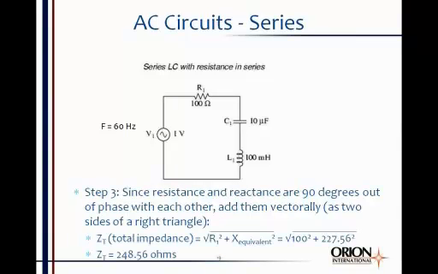Now, step 3, since resistance and reactance are 90 degrees out of phase with each other, we must again add them vectorially. And since they're 90 degrees out of phase with each other, the best way to do that is to consider them to be sides of a right triangle. Adjacent side for the resistance, opposite side for the equivalent reactance.